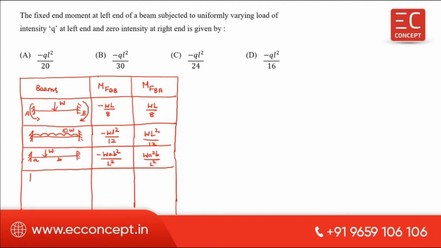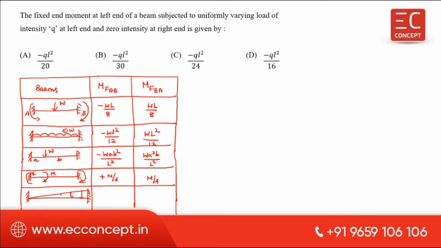Now, a fixed beam with a couple. Suppose there is a couple M which is acting. Then this is a special case. If you apply a clockwise couple, then the moment also develops in a clockwise direction. That means plus M by 4 and plus M by 4. The next one is if there is a UVL acting throughout the span. Suppose this end is 0 and this end is maximum.